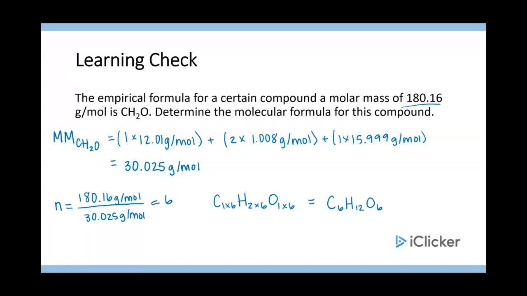Is N the letter we use to represent this ratio? So N is the ratio between molecular and empirical. So here N equals 6. The bottom, what we calculated up here, that's the molar mass of the empirical formula. So it's the grams per mole value of the empirical formula, which is CH2O.